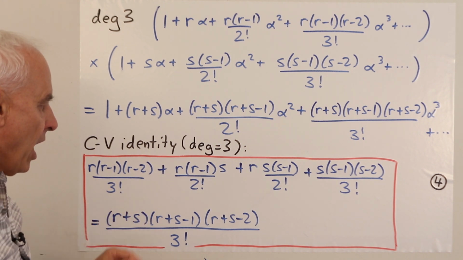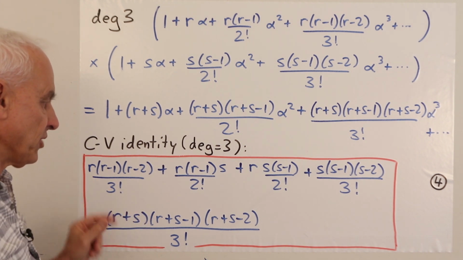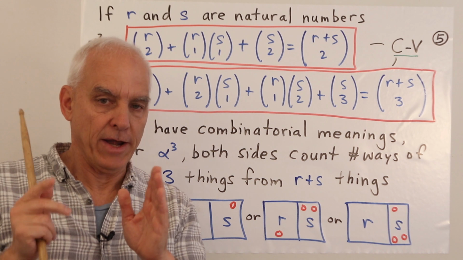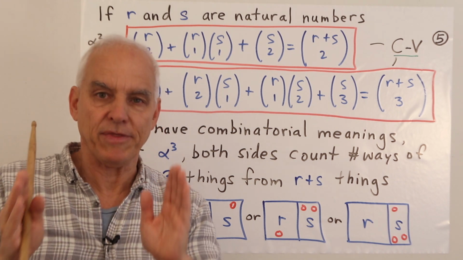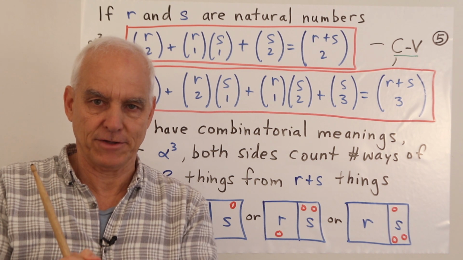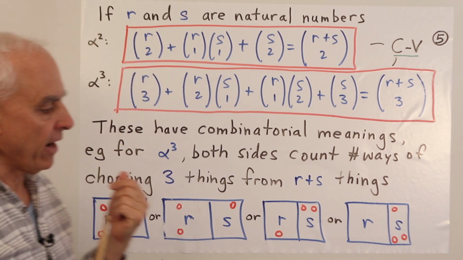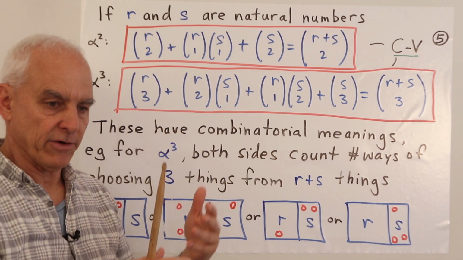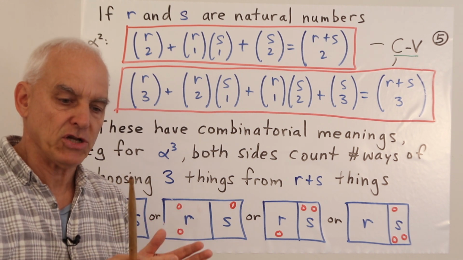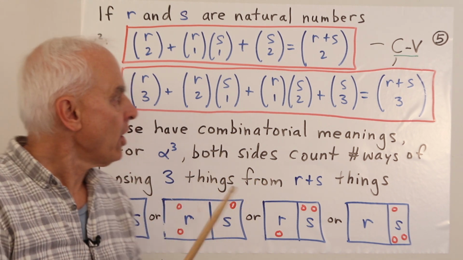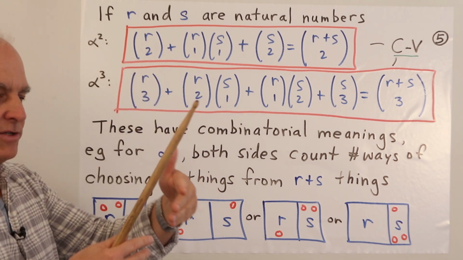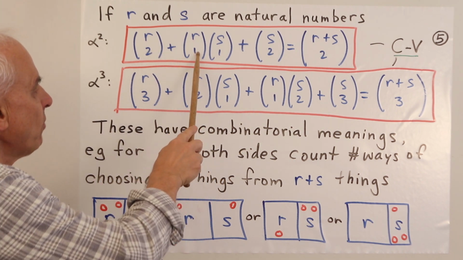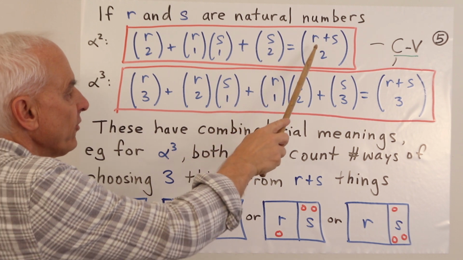So it's getting a little bit more complicated, but it's a very interesting identity. So why is this thing true? Well, suppose for a second that r and s are not general rational numbers, but they are natural numbers for a second. In that case, these numbers that are appearing as coefficients of alpha in these power series have this combinatorial interpretation as n choose k. So the alpha squared identity that we've just been talking about can be expressed as r choose 2 plus r choose 1 times s choose 1 plus s choose 2 equals r plus s choose 2.